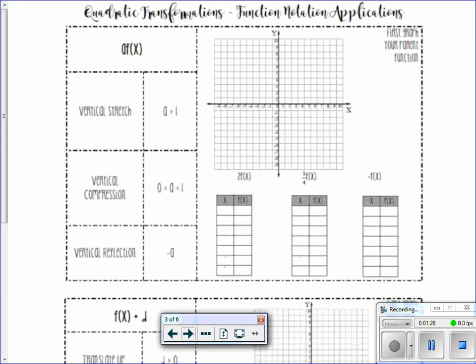So we need to go through, because all 4 of our graphs that we're about to do are going to have transformations from the parent function. So we need to go through and graph the parent function on all of them first. Those ordered pairs: 0, 0, 1, 1, 2, 4, and then 3, 9. And then the exact same thing on the other side.